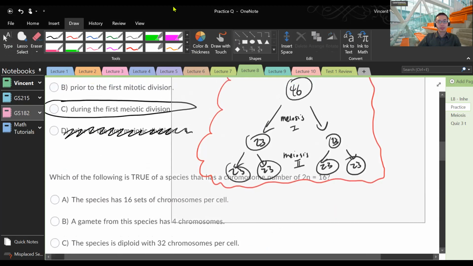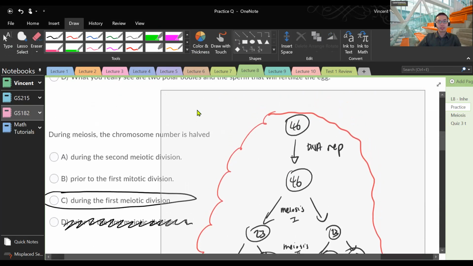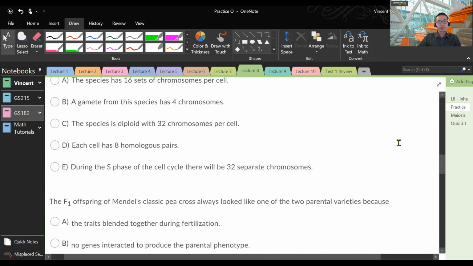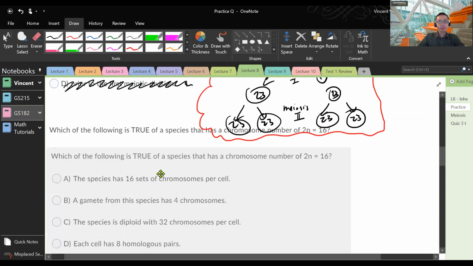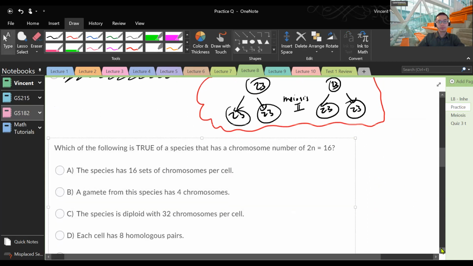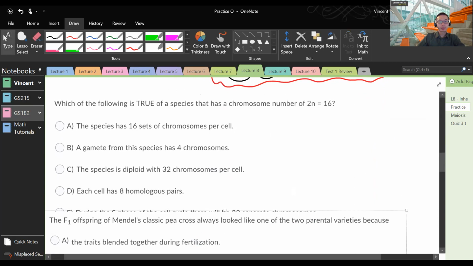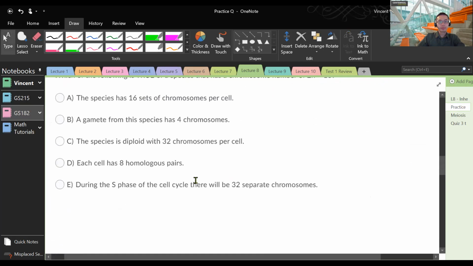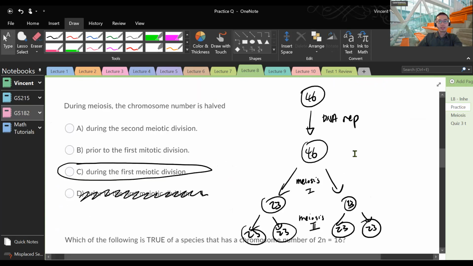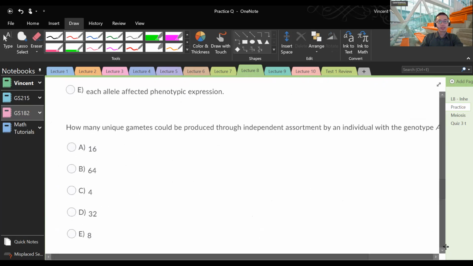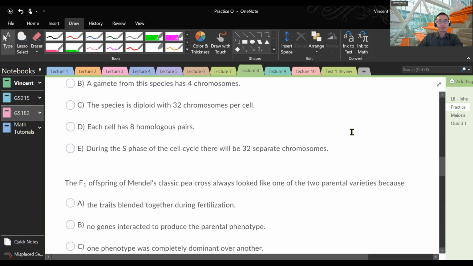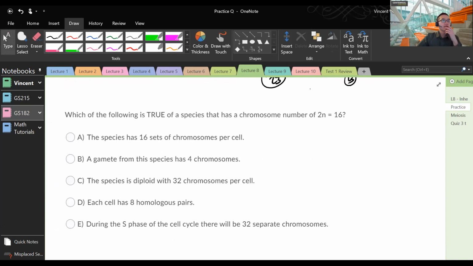Okay, let's try the next one. Make this a little bit smaller. It's kind of in the way. Or I can move this down. Okay, let's try that. Sorry. Oh, now I really messed it up. Let me just erase this now. Okay, let's try this.